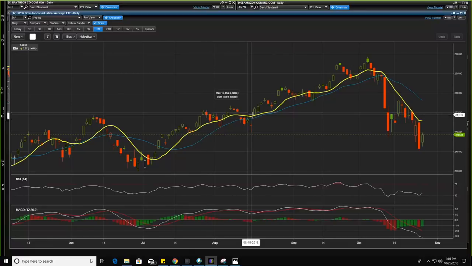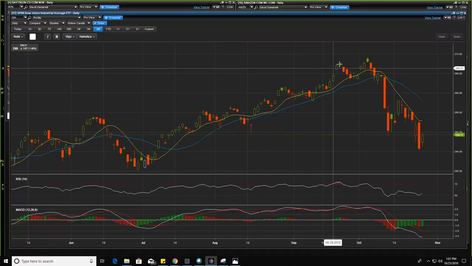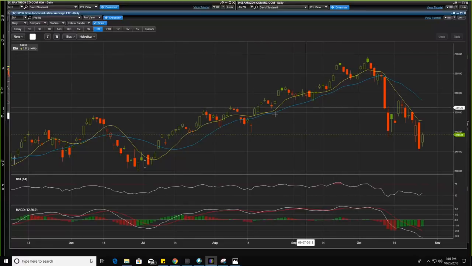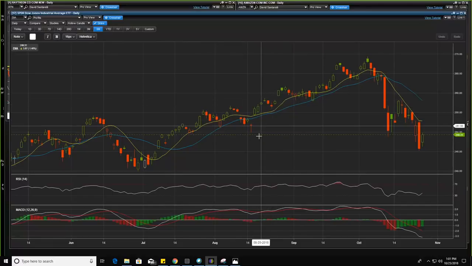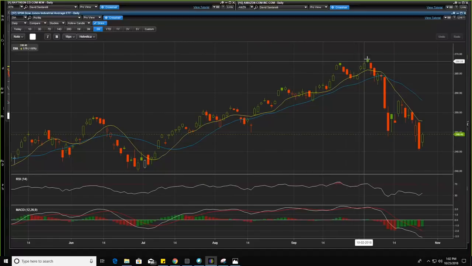1, 2, 3, 4. Look at how you can predict the wave higher. You have four candles. You have four candles. You have four candles. And then you have 1, 2. And then you have here 1, 2, 3 before the next wave. Here, 1, 2, 3. And then you're going higher.